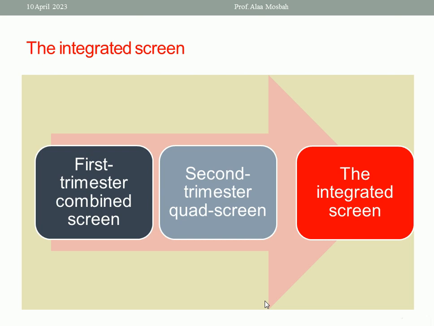The integrated screen, because I depend on the first trimester combined screen and also the second trimester quad screen, the quadruple screen. I add both results to each other, which gives me the integrated screen, and this is more accurate than any other screening test. Okay.